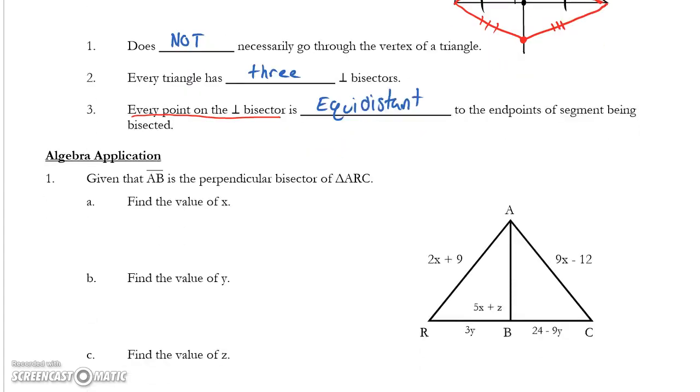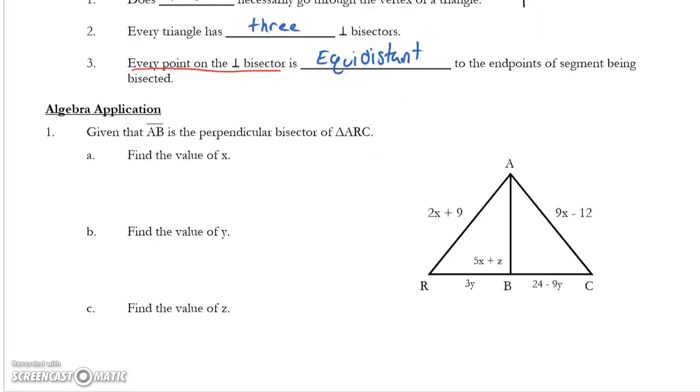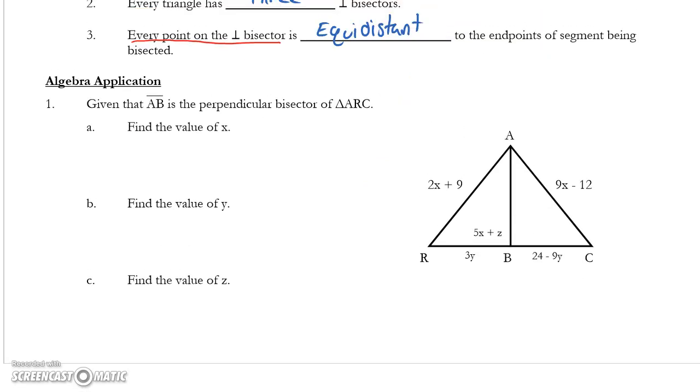So let's see how that applies. If I am given that segment AB is a perpendicular bisector of triangle ARC, I know these segments are congruent because B is a midpoint. I know these segments are congruent because A is on the perpendicular bisector. I know that this is a right angle because it is perpendicular.